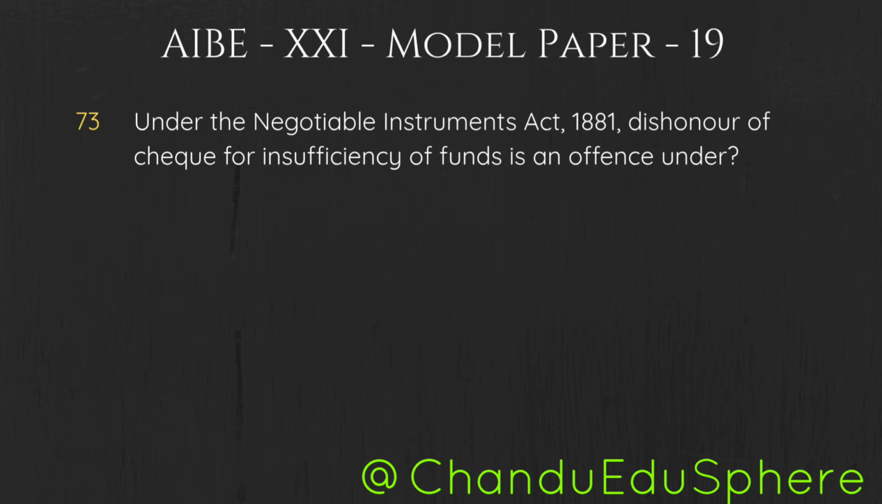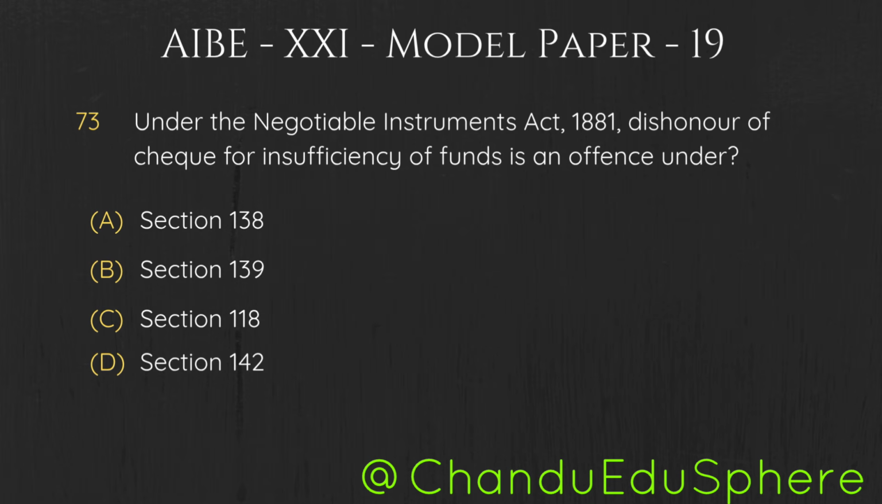Under the Negotiable Instruments Act 1881, dishonor of a cheque for insufficiency of funds is an offence under Section 138. Section 138 of the NI Act 1881 specifically criminalizes dishonor of a cheque for insufficiency of funds or because it exceeds the amount arranged to be paid, treating it as a quasi-criminal offence.